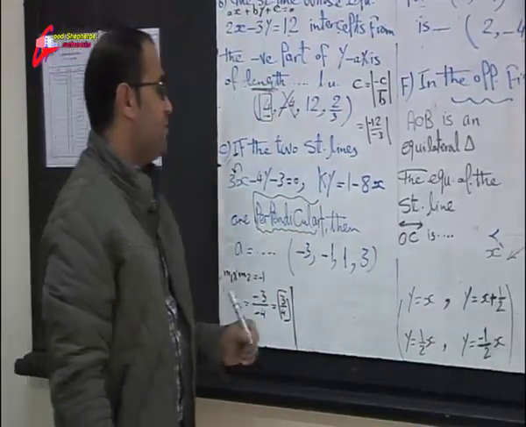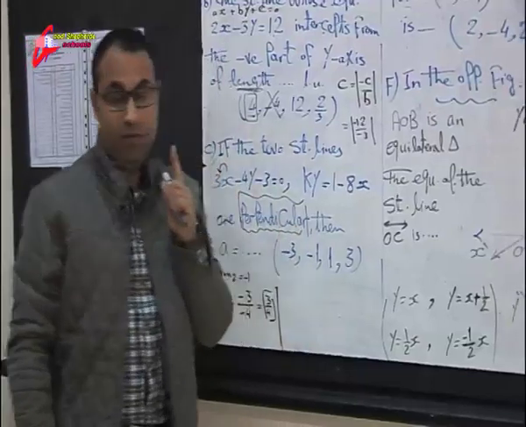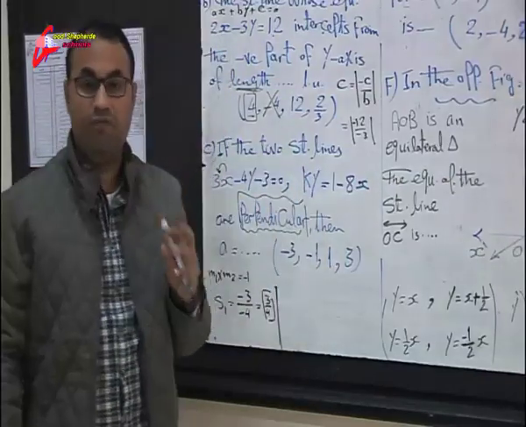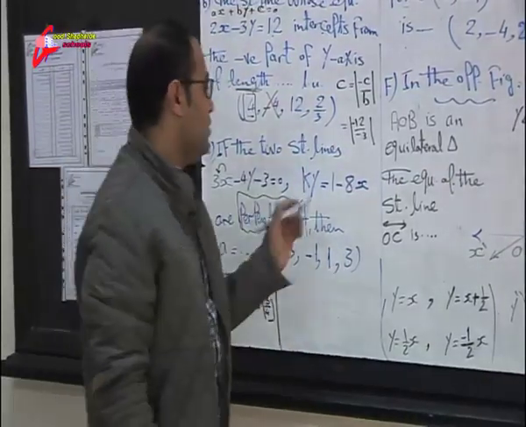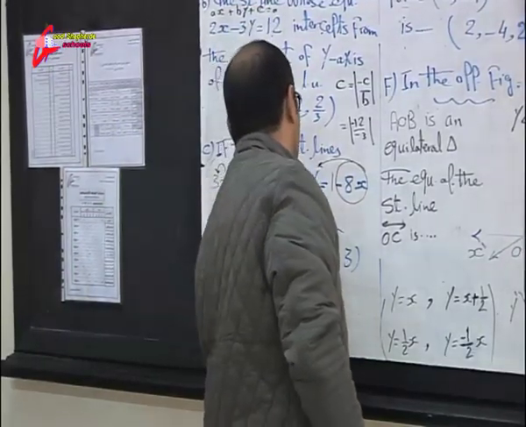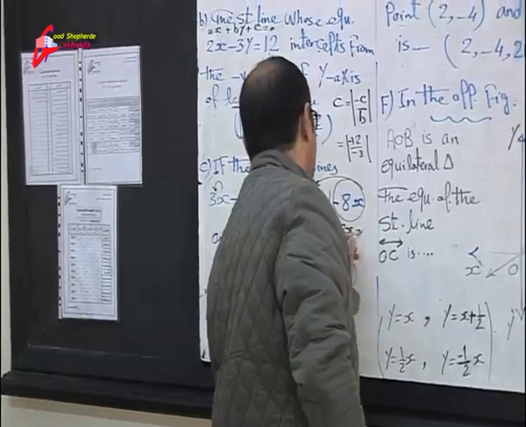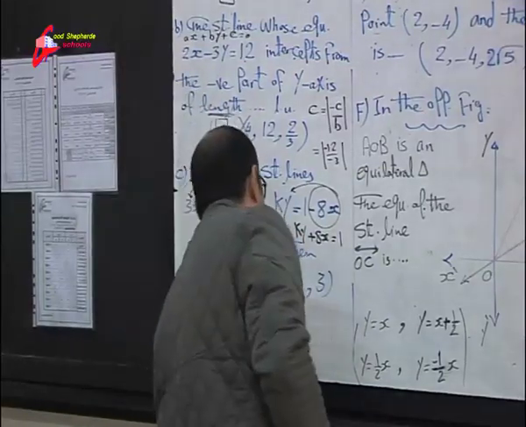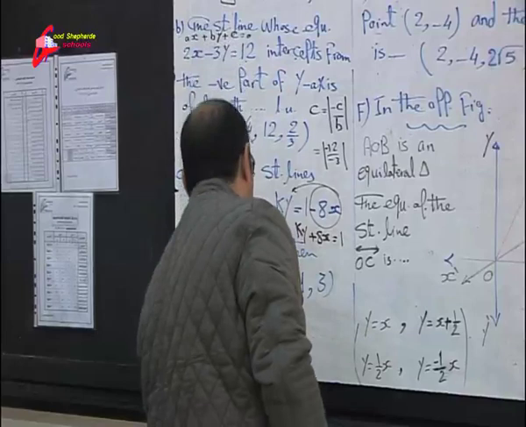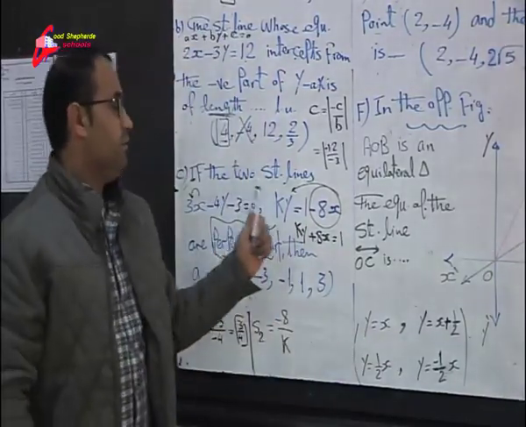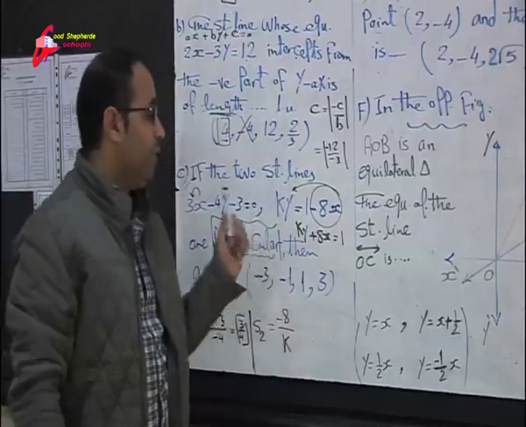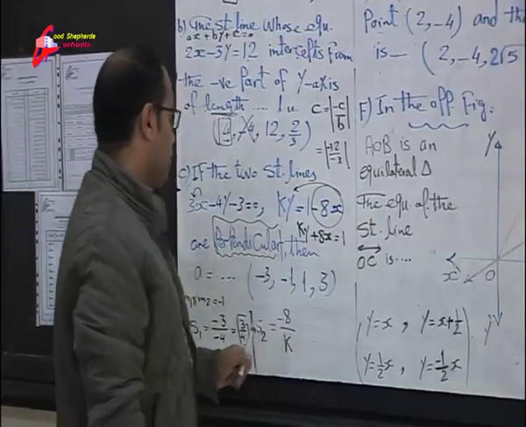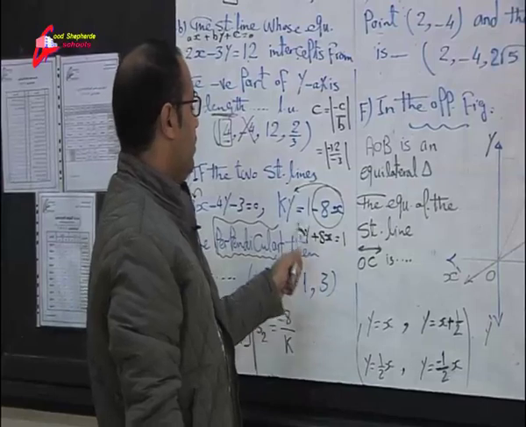The second slope means negative coefficient of x over coefficient of y, but we have a condition. You must get x beside y to apply the rule. So it will be ky plus 8x equals 1. The second slope will be negative coefficient of x, which is negative 8, over coefficient of y, which is k. So the answer will be negative 8 over k.